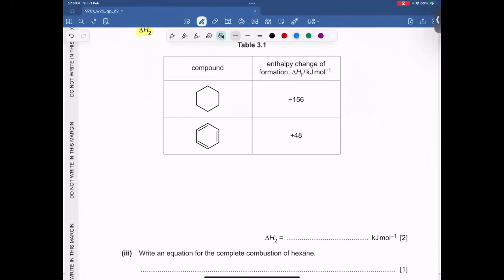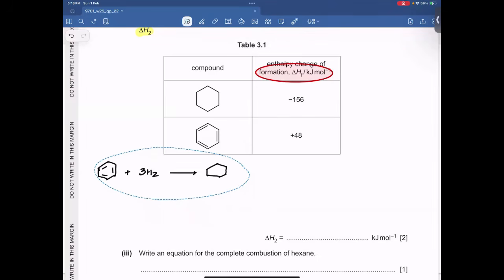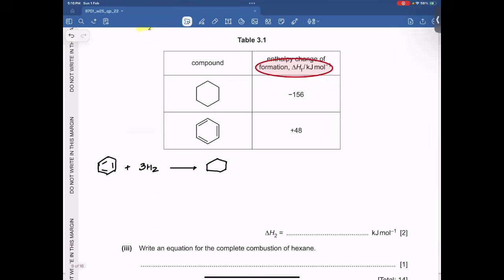So formation data is given. All right. So if formation data is given, then we can write the structure like this. So determine the value that is going to be the delta H3. Formation data is given, which means the Hess cycle starts from constituent elements. So I need carbon and hydrogen. We have total 6 carbon and 12 hydrogen atoms altogether.